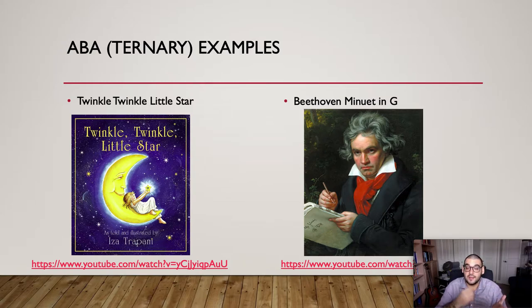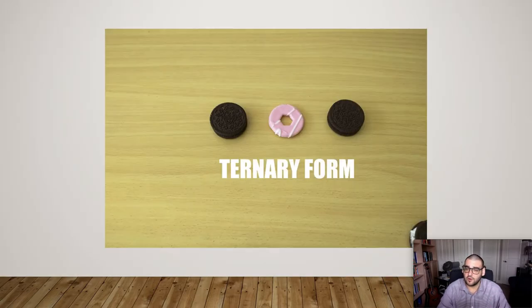So it goes A, B, A. Beethoven's Minuet in G is also an example of ABA form, or ternary form. If we're looking at it in terms of cookies, we've got Oreo, shortbread, Oreo: A, B, A.